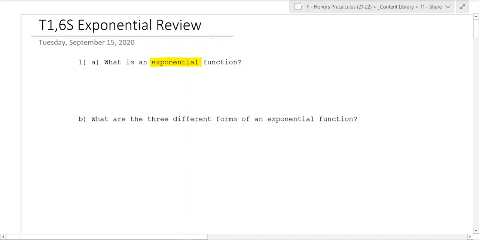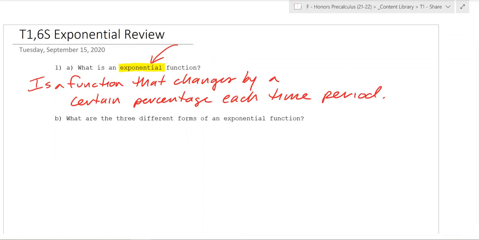Today we're going to start reviewing, or looking at for the first time, depending on where you're coming at it from, exponential functions. So first of all, what is an exponential function? An exponential function is a function that changes by a certain percentage each time period. This is a little general and we're going to see certain forms of it, but the key is it changes by a certain percentage each time period.